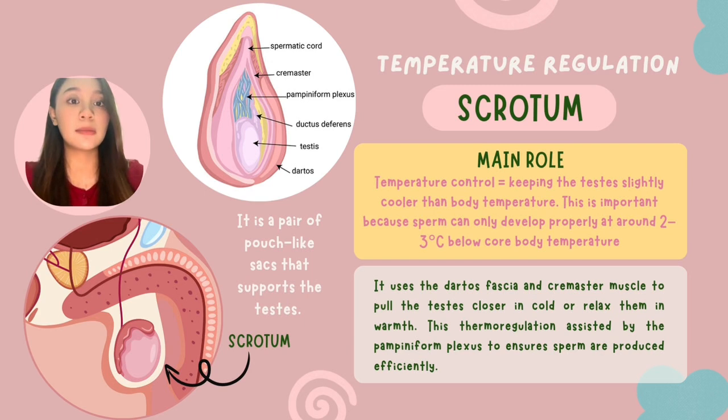Its main role is temperature control, keeping the testes slightly cooler than the rest of the body. This is important because sperm can only develop properly at a temperature of about 2 to 3 degrees Celsius below normal body temperature. The scrotum has two muscles that help regulate this temperature: the dartos muscle, which wrinkles and relaxes the skin, and the cremaster muscle, which moves the testes closer to or further from the body depending on the temperature. A special network of blood vessels called the pampiniform plexus also helps by cooling the blood before it reaches the testes.